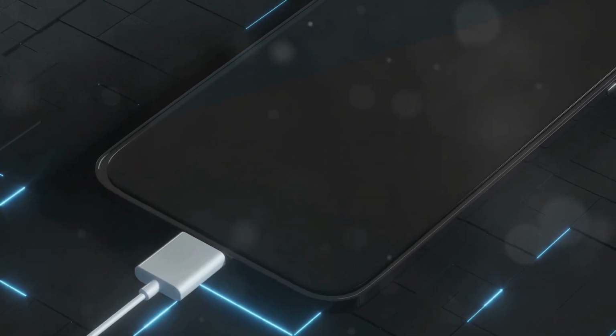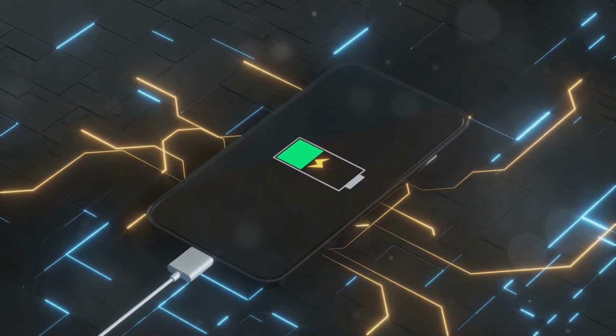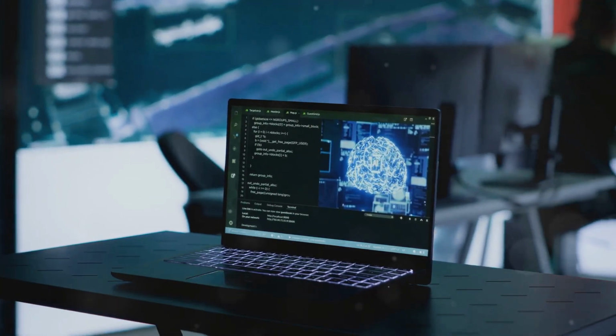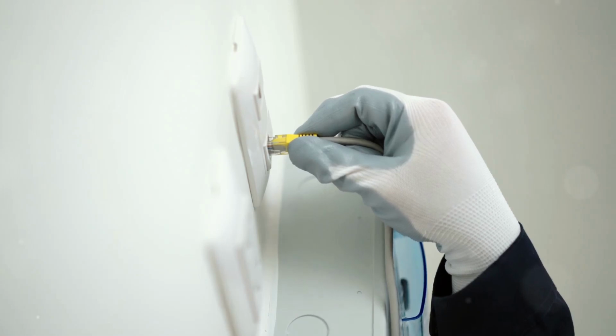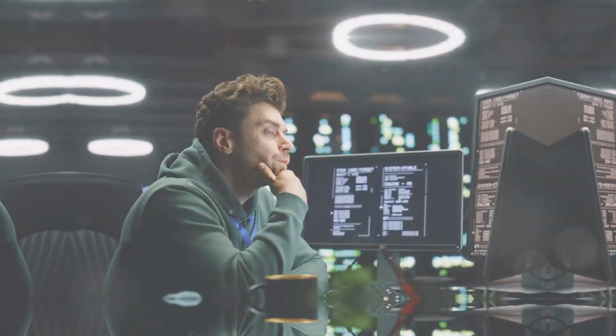Imagine running complex AI models on your phone without proper power management. You'd be tethered to a charger all day. That's where AI kernel drivers come into play. They're like the unsung heroes of the AI world, silently working behind the scenes to keep your devices running smoothly and efficiently.